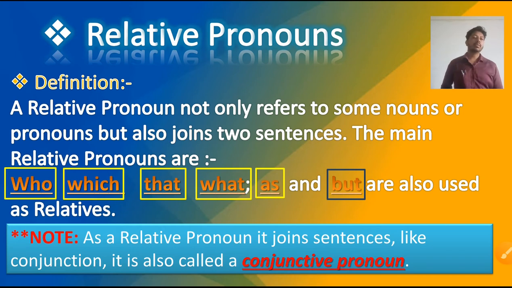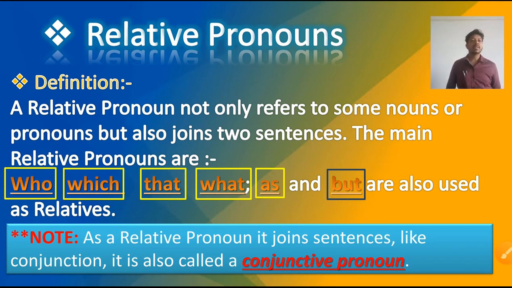I will tell you how relative pronouns can be used in sentences. So here is a note for you. As a relative pronoun, it joins 2 sentences. Relative pronouns join 2 or more than 2 sentences, like a conjunction. So it is also called a conjunctive pronoun. Keep this word in your mind. It is very important for you, and this type of question may come in your exam. Not only in the exam, you have to keep it in mind for future reference.